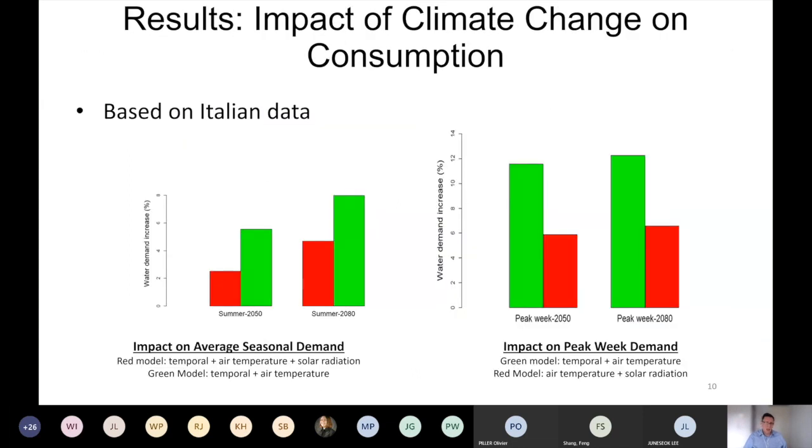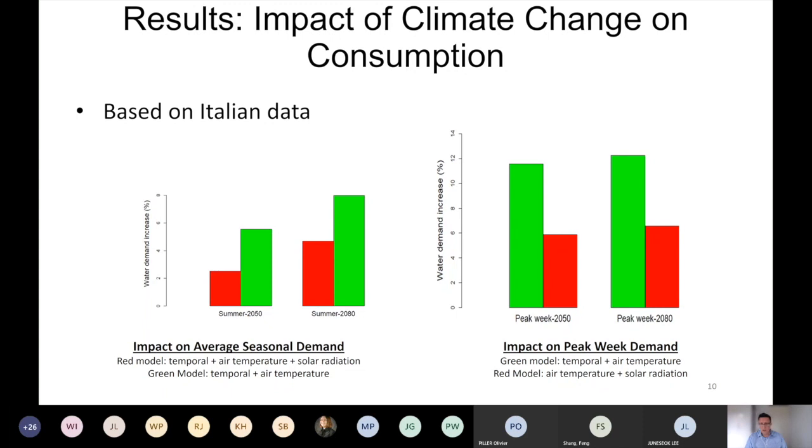And finally, based on Italian data, we recently looked into the impact of climate change on consumption. So of course, you take a particular climate change scenario, which gives you the predictions of likely changes in air temperature or other weather variables. If you put this back into your model, you can get different changes in consumption. On the left-hand side, you can see these changes based on the average seasonal demand. On the right-hand side, the peak week demand.